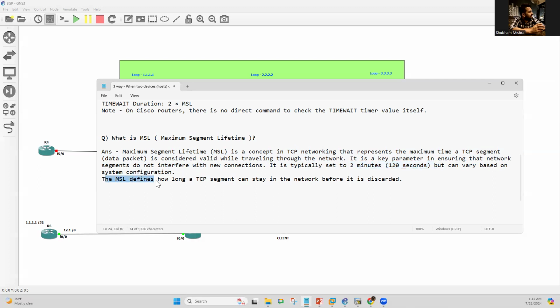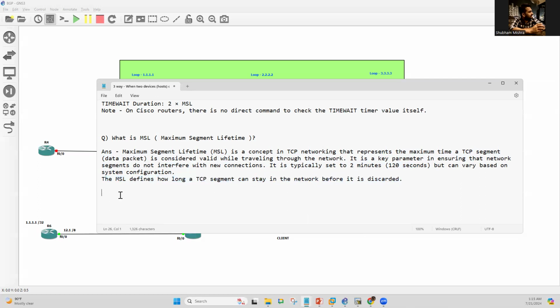The MSL defines how long a TCP segment can stay in the network before it is discarded. It means after the MSL time, that is 2 minutes, the TCP connection will be discarded. It means after 2 minutes the router again performs the three-way handshake to establish a TCP connection. Getting my point? That is called MSL. Anyone who does not understand?